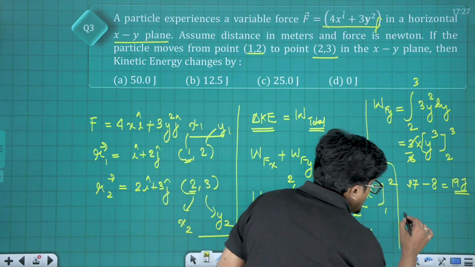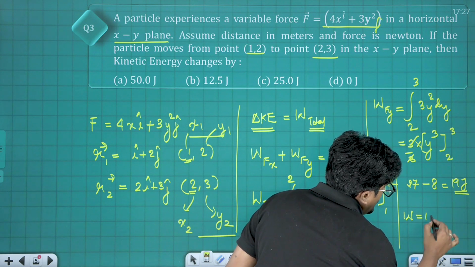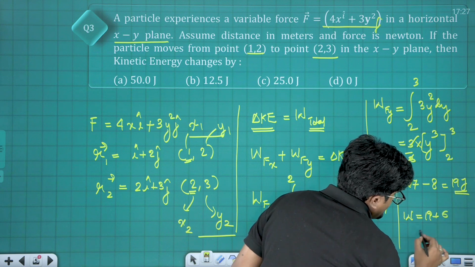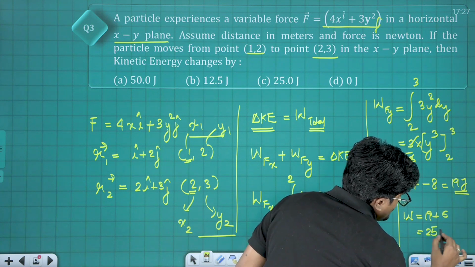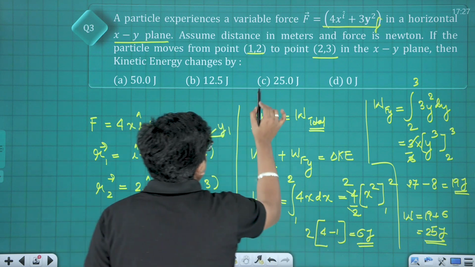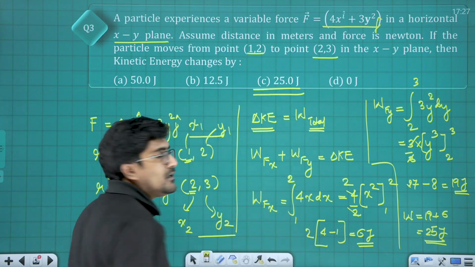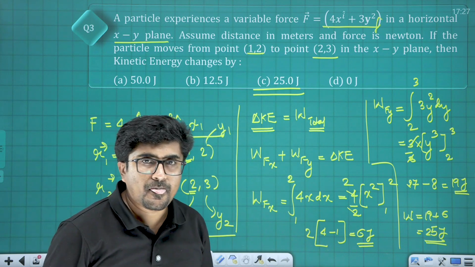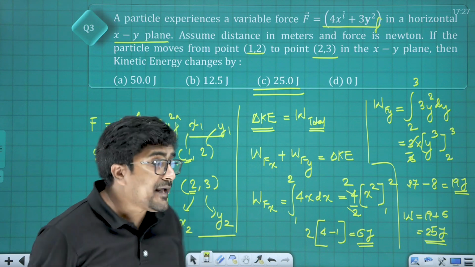So the total work done needs to be 19 plus 6, that needs to be 25 joule. All right. Which means option C needs to be the correct answer in this case. Okay. Now let us move to the next.